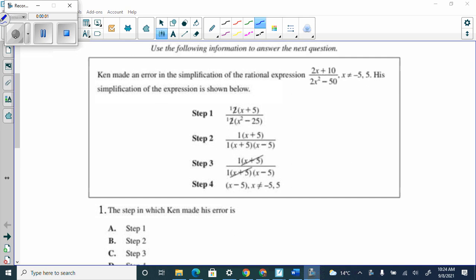Number 1 exists. I'm not rereading it. It's there for all the people if they want to read it. His simplification of the expression is shown below. So step 1. In step 1, you have to figure out what they did and see if it makes sense.